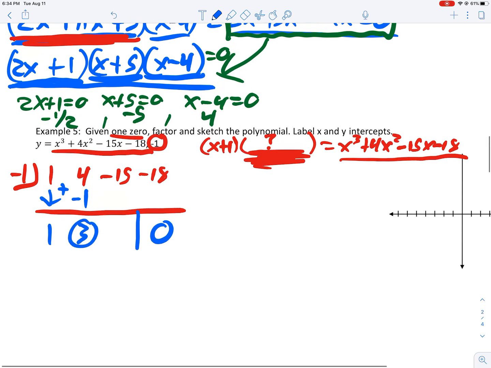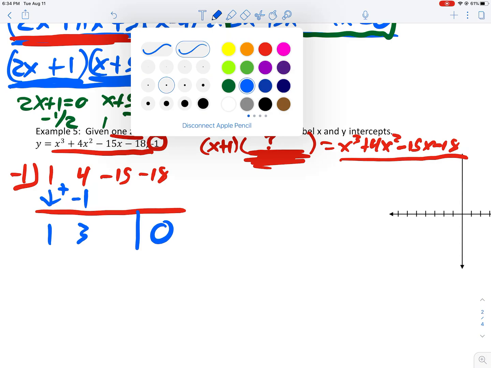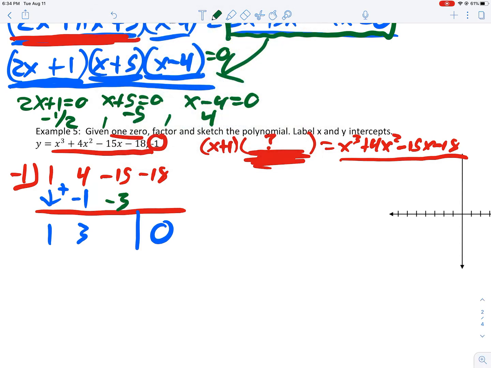So 3 times negative 1, right? That's going to give me negative 3. Now I add these together. I get negative 18. Negative 18 times negative 1. Multiply. You get positive 18. Add these together. You get 0. Good. So that means I did it right.